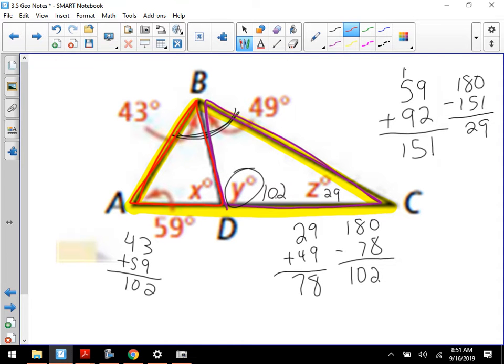You're at 102, which means how much is left then for X? 78. And that should be 78 because don't these two create a line? Doesn't the X and Y angles, don't those two create a line? Yeah. And that's how this stuff's going to work.